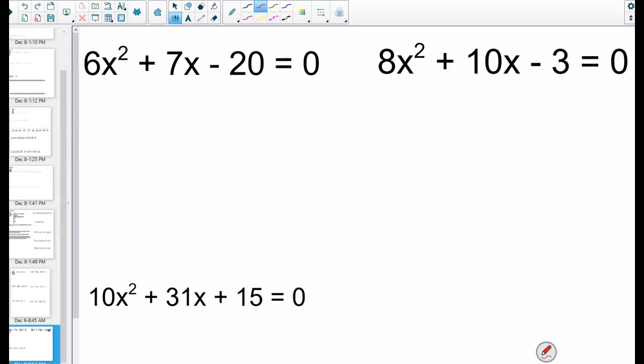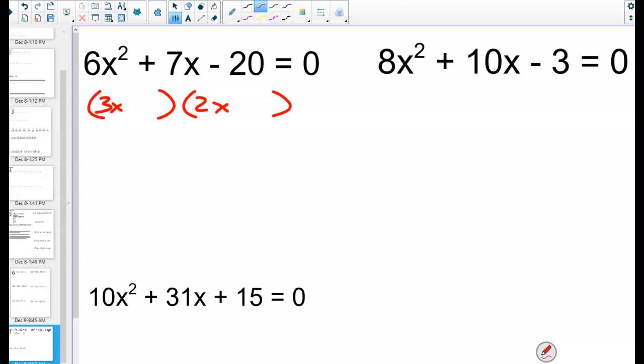Alright, so factoring will be the first part of our test. Whenever we factor, and you do have to solve as well, we're looking for a GCF. In these three problems, there's no GCF. So we can go right to parentheses. Okay. The 6, I'm going to start with 3x and 2x.